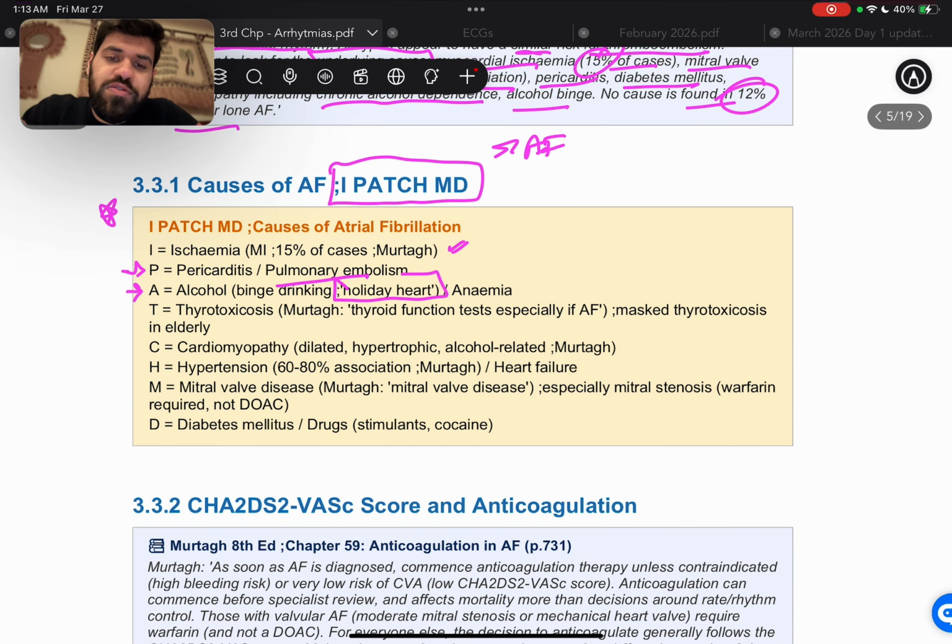I've seen questions on this as well. This is an important term, holiday heart: the person goes on a holiday, has a lot of drinking, and comes back with an AF, and you have to fix the patient.